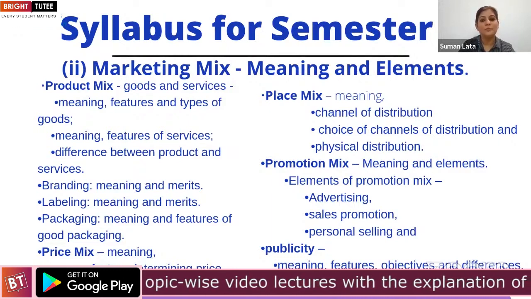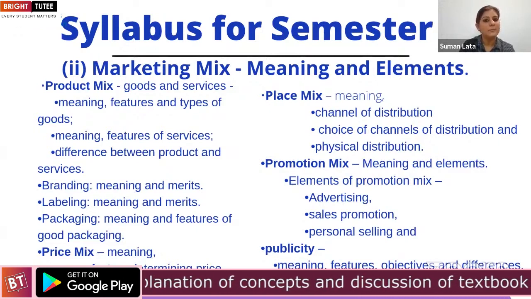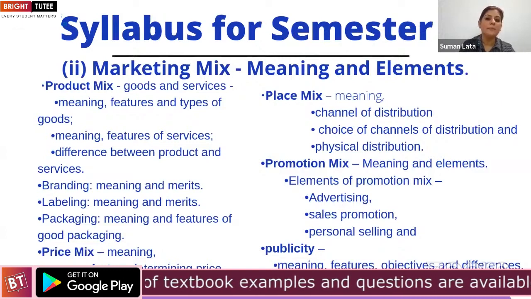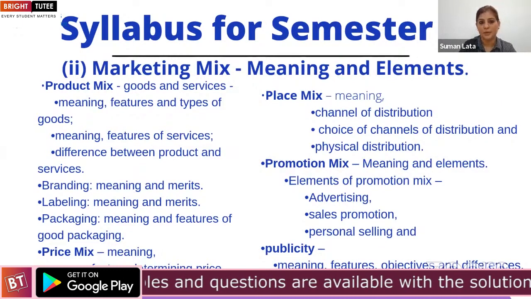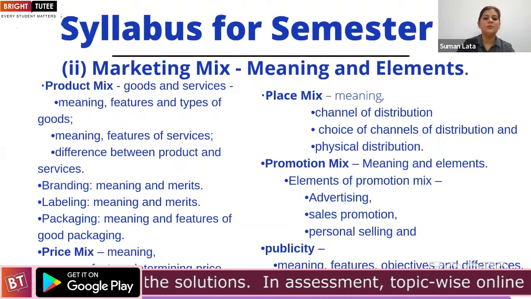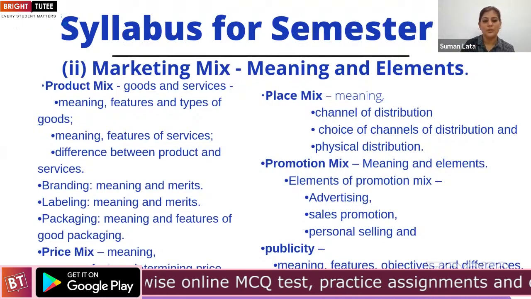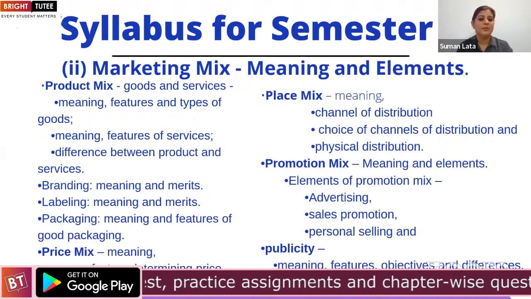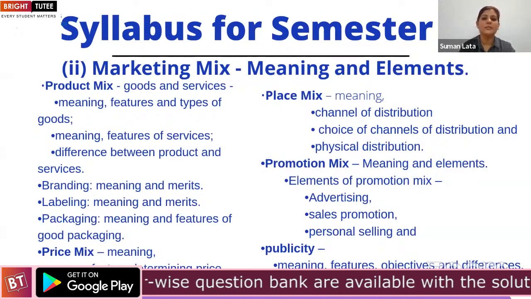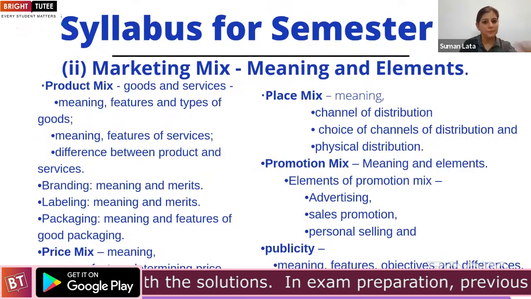Then branding. What is a brand? Branding, the components of branding: brand name, brand mark, trademark. What is the difference between brand mark and trademark? When a brand mark gets registered, it is called a trademark. So these are short lines which we can include in our topics, in our answers. Then labeling, packaging, types of packaging: primary packaging, secondary packaging, transportation packaging. First P, product mix, complete.